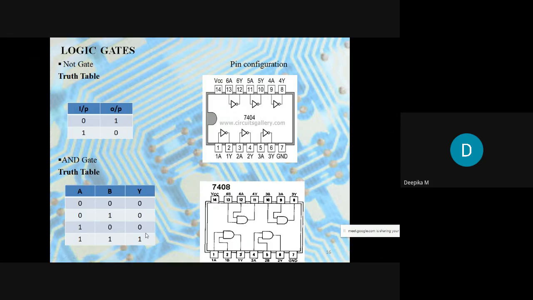That is also called the AND gate, and the IC number is 7408. The 7408 IC is also a 14 pin IC. Here again 1, 2 is input and 3 is output. Like this, the things are followed over here.